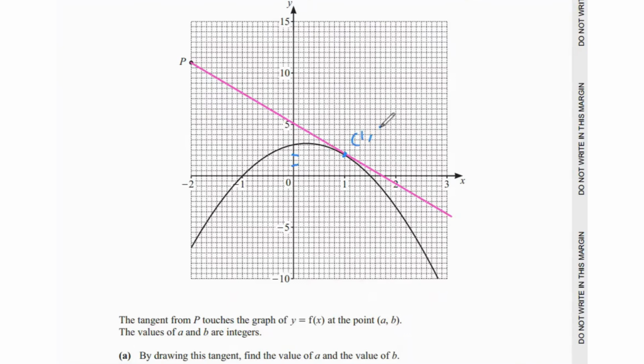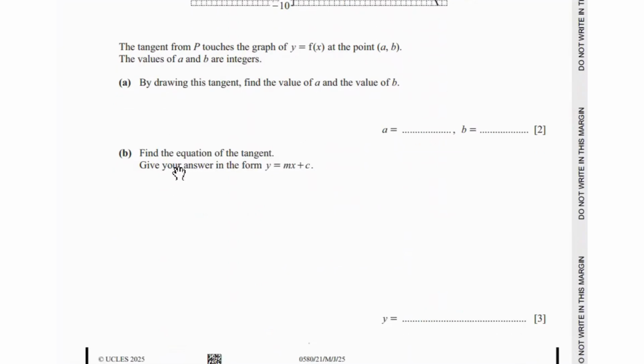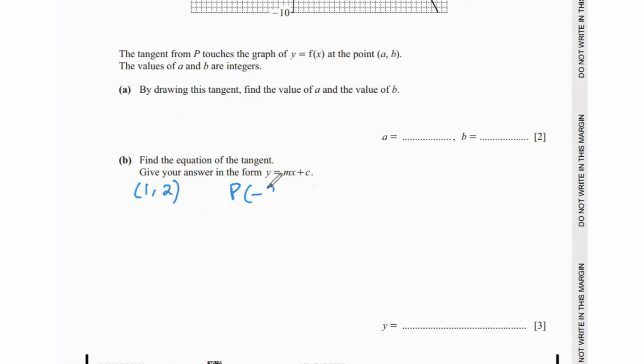A is 1, B is 2. That is where the tangent is touching the graph. Then find the equation of the tangent. Give your answer in the form of y equals to mx plus c. So we already said that a and b is 1 and 2, and point P is given as -2 and 11. These 2 points lie on the tangent.